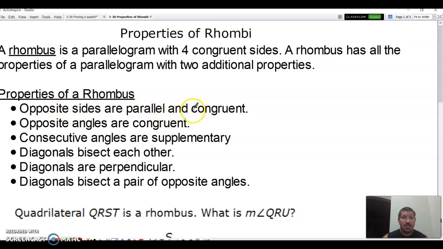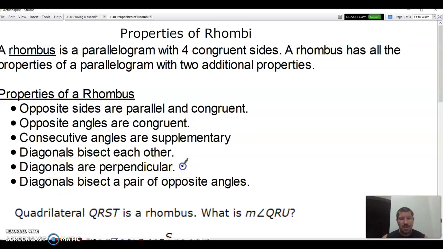That obviously comes from a parallelogram. Opposite angles are congruent. Again, parallelogram. Consecutive angles are supplementary. Again, parallelogram. Diagonals bisect each other. Again, parallelogram. Here are the two new ones.